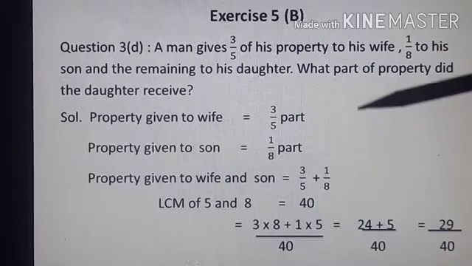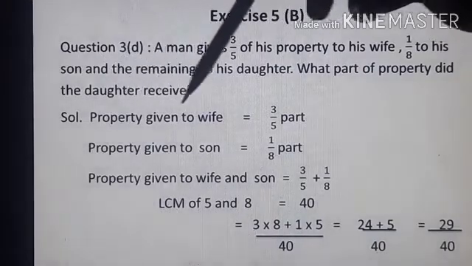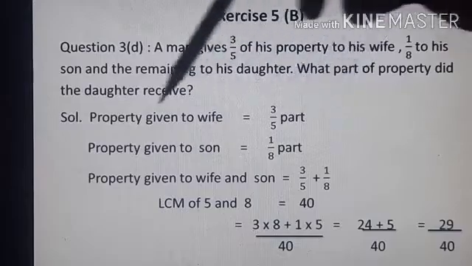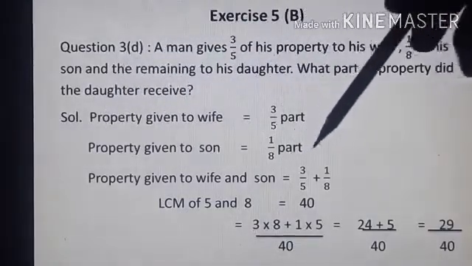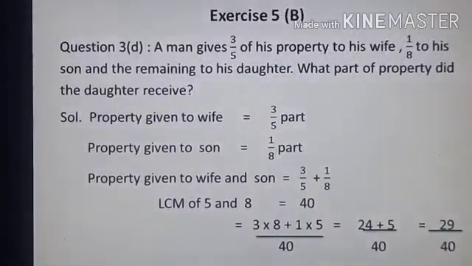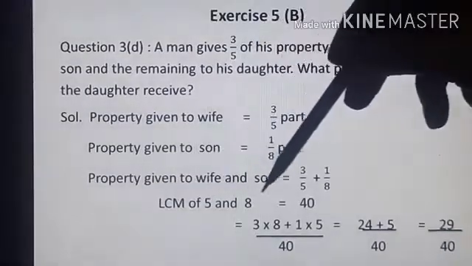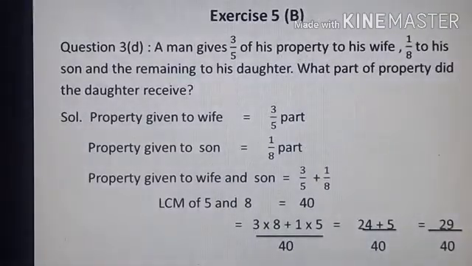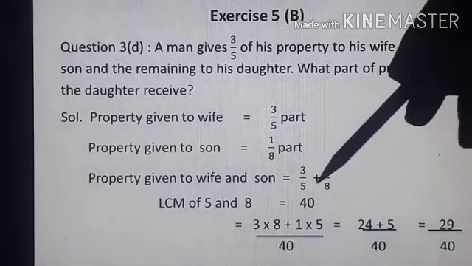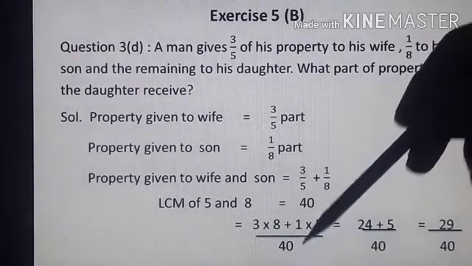So first part of the solution will be there. We will do first addition of the property that is given to wife and son. Property given to wife 3/5 part and property given to son 1/8 part. Property given to wife and son 3/5 plus 1/8. Now the denominators are 5 and 8. LCM of 5 and 8 is 40. 5 and 8, so product will be there. 5 8s are 40. Now denominator is 40.